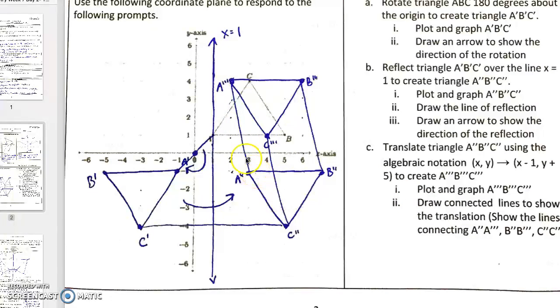And so I can visually see I had an original triangle. It was rotated 180 degrees. It was then reflected over the line x equals 1, and then it was translated using the notation x minus 1 and y plus 5. So that's the end of your mini lesson.